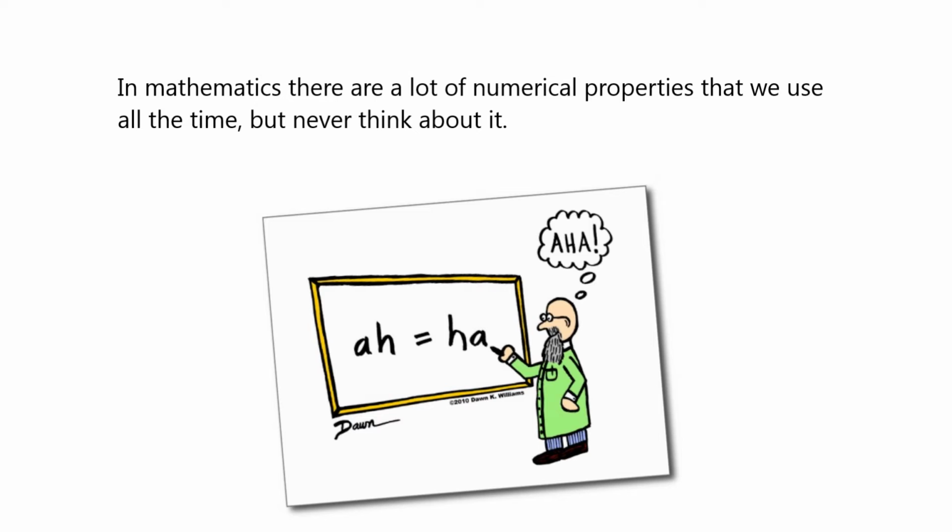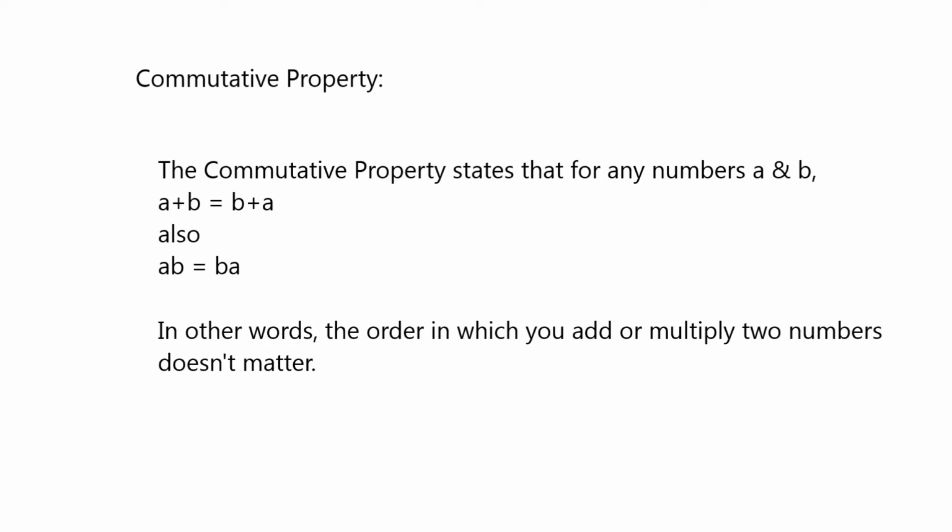Numerical properties of numbers. In all of the mathematics that we do, whether it's algebra or just basic kindergarten math, there are a lot of numerical properties that we use all the time. But because they're such simple ideas, we often never really think about them or what they're called. The commutative property is one of the most important properties of numbers.